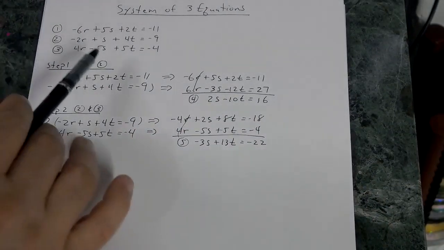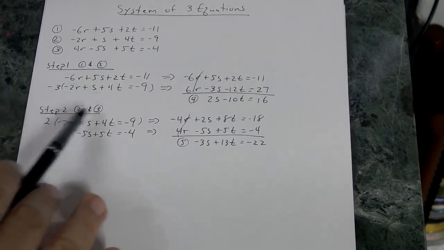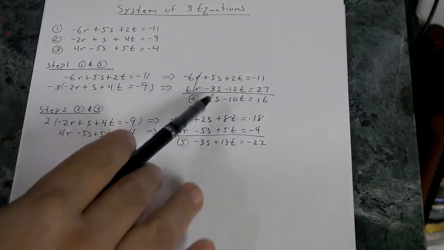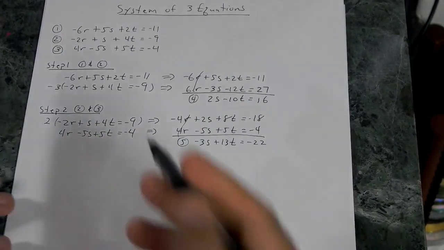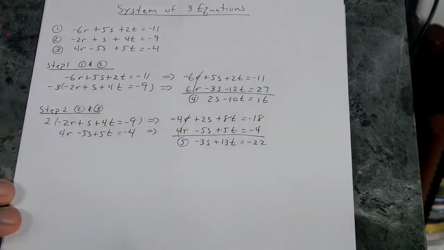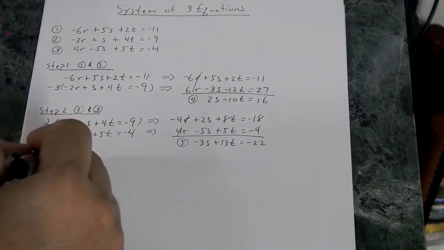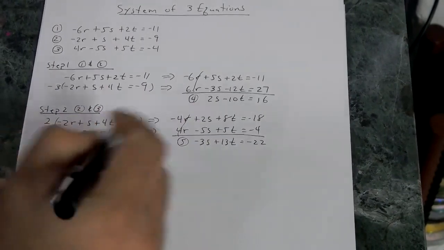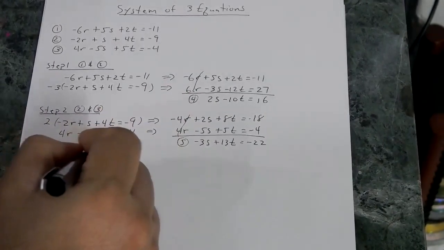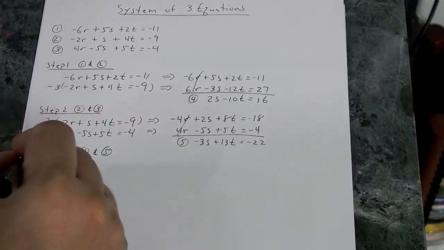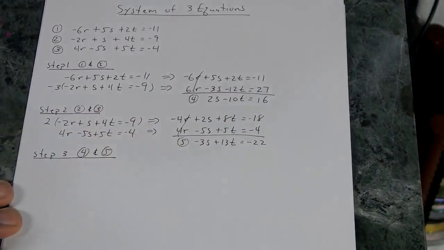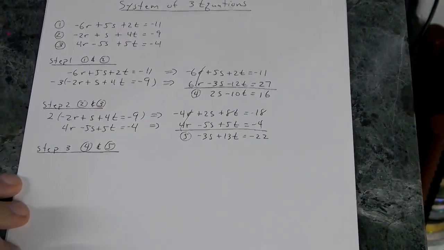So we take the first two, get rid of a variable. We take the last two, we get rid of the same variable. Our new answers now, that's our step 3. In step 3, you take equation 4 and 5, and you get rid of one of those variables. And again, we don't care which one.